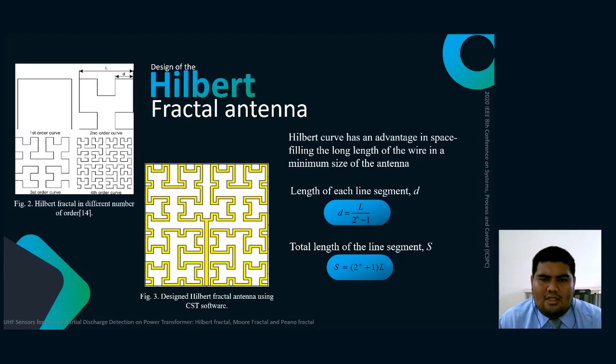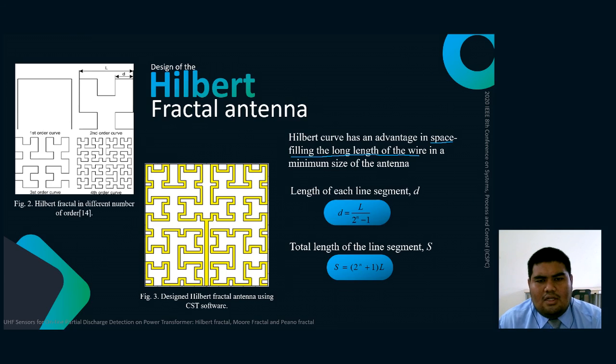Next is the design of the Hilbert Fractal antenna. The Hilbert Fractal antenna is one of the UHF methods widely used to detect PD signals. The Hilbert curve has an advantage in fitting a long length of wire in a minimum antenna size. Figure 2 shows the orders from first to fourth order for the Hilbert Fractal antenna.